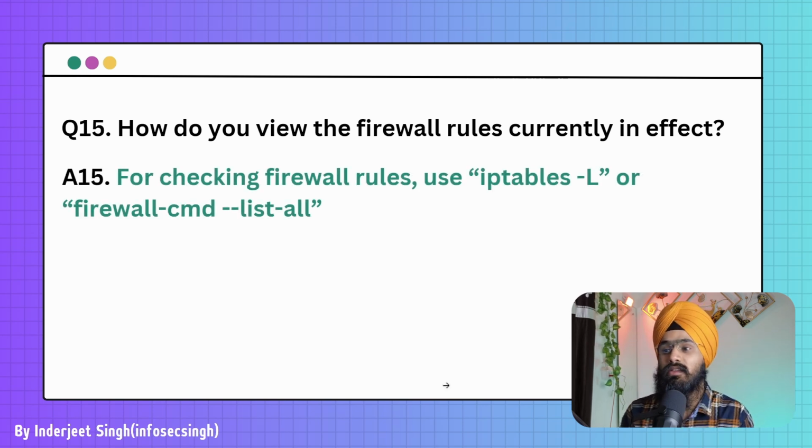Okay, so the answer is just use iptables again, the iptables -L command, and you can also check if firewalld is installed. For firewalld, you can use firewall-cmd --list-all. This firewalld you have to install in case it is not installed.